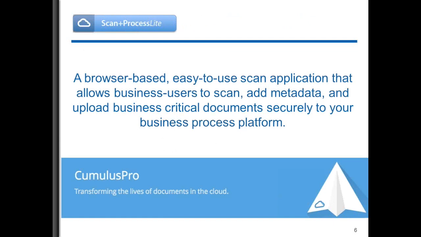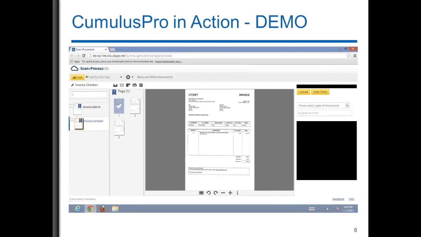So how would that work? Well, we work together, let's say it rather like that, with a company called CumulusPro. And what they've done is they've developed a product called Scan and Process Lite, which is a browser-based, easy-to-use scan application that in a very easy way allows any user or even a business user to scan and to add metadata from any document on any device, meaning also any browser, and it actually means any scan device you have.